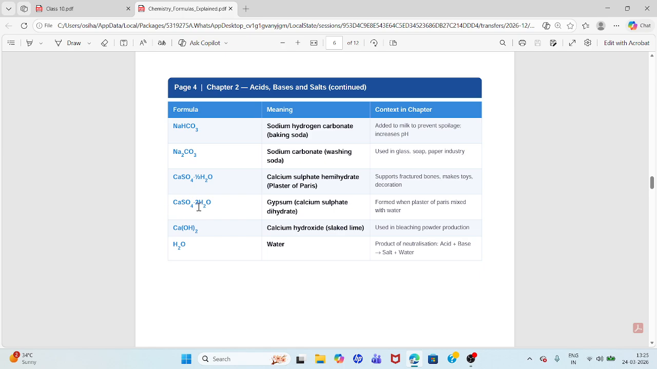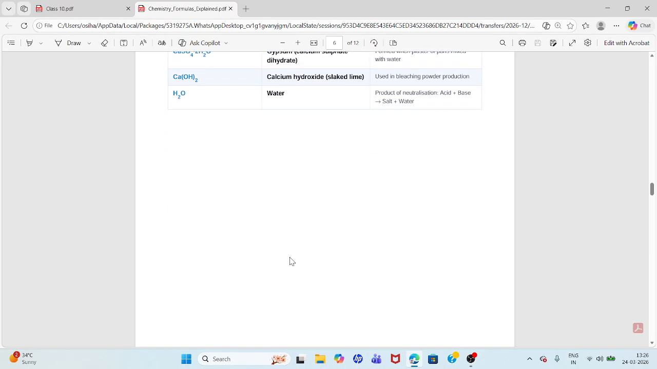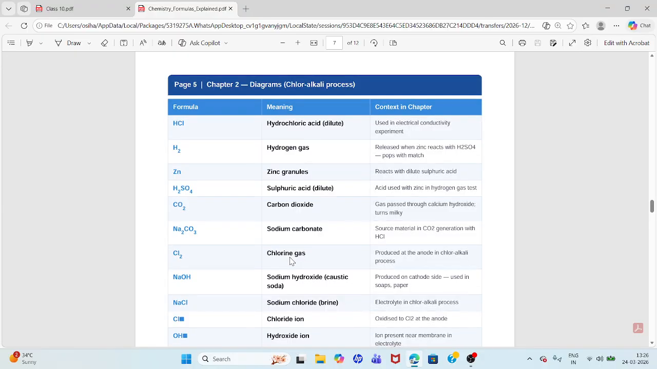CaSO4 into 2H2O, gypsum, calcium sulfate dihydrate. Ca(OH)2, calcium hydroxide. H2O, water. Whenever you practice diagrams, you can see these formulas. So learn here only. First, see HCl.